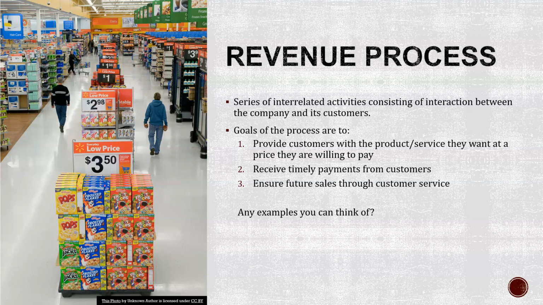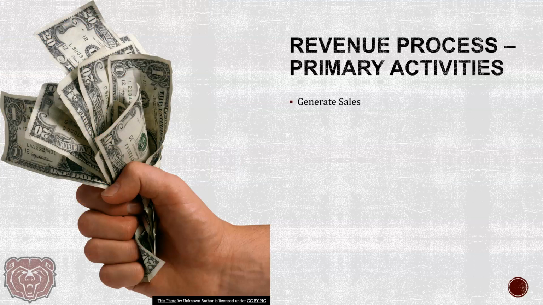You know, these really aren't too hard to think of. The revenue process is pretty easy, pretty simple to conceptualize. And now we have primary activities of the revenue process. The first one, obviously, we want to generate sales, and we want those sales to turn into cash.